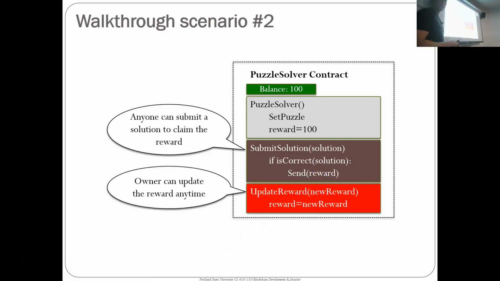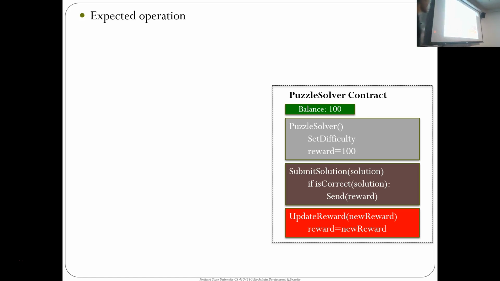And then the owner can update the reward anytime. So if I want to increase or decrease this reward, I have this second function that I can do that for. So the expected operation, if you're trying to faithfully play the game, you believe that this is going to happen. That, okay, I see the game, I need to find a solution, submit it, and then get my reward.